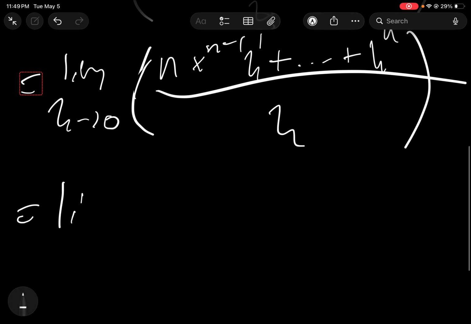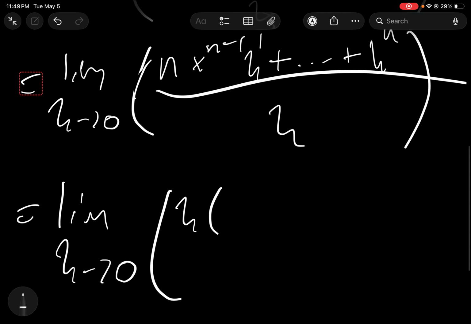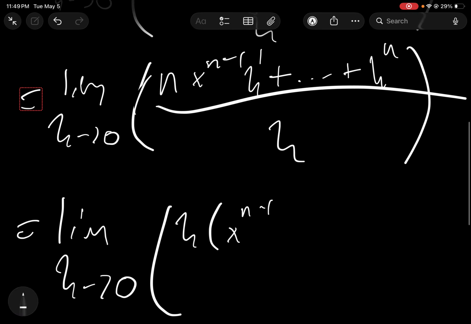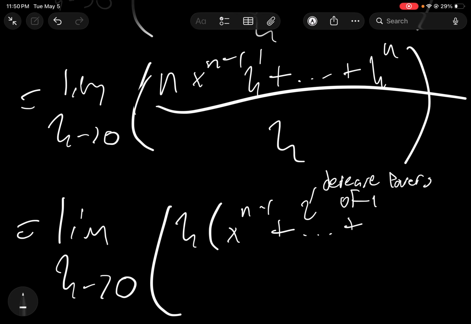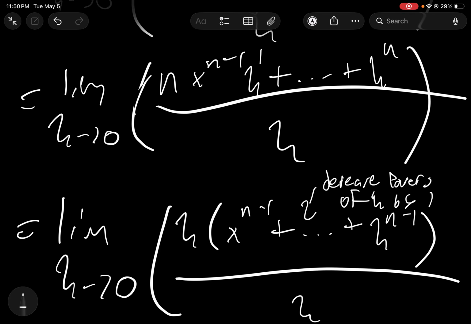Okay, now we're going to factor an h out of the top. So we get h factored out, x to the n minus 1, and then that h goes away. And then the dot, dot, dot, it's not going to matter because all those h's are just going to decrease the powers of h by 1. And then we have, at the very end, h to the now n minus 1, all over h.